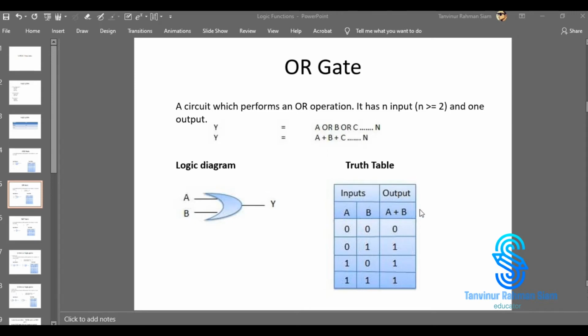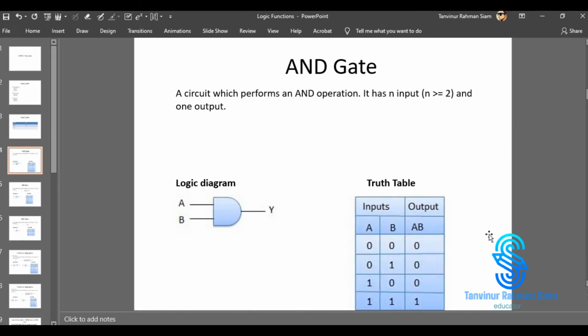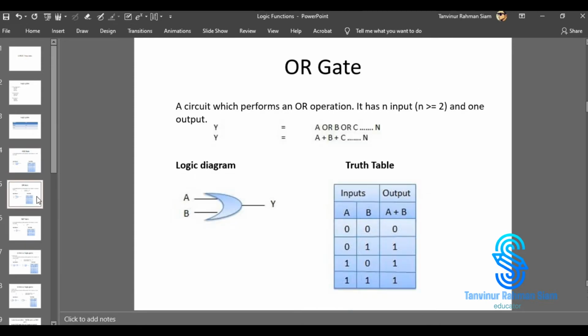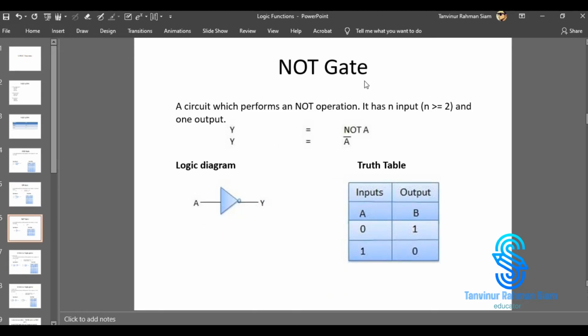And in case of AND gate, we were using A dot B or A concat sign B. And in case of OR gate, we will be using A plus B. Here plus is indicating that it's the OR sign, or it's the OR gate, A plus B. Then we move to NOT gate.